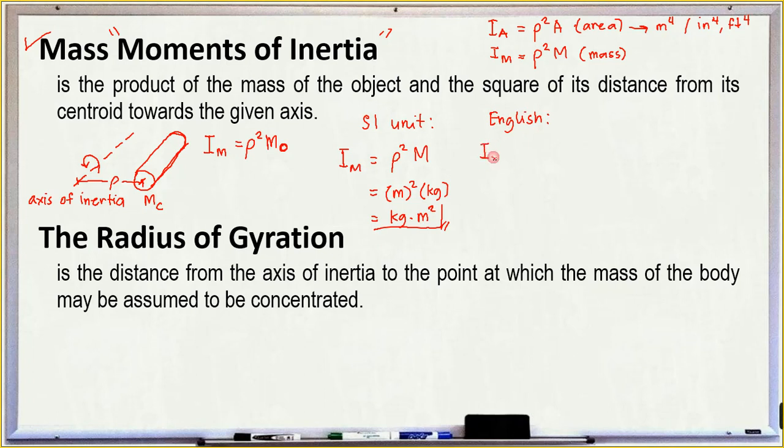So I_M equals rho square times the mass. The first one is the distance, it could be in feet or in inch. So let's have foot. So foot square, then the mass, mostly pounds. So we have pound foot square.